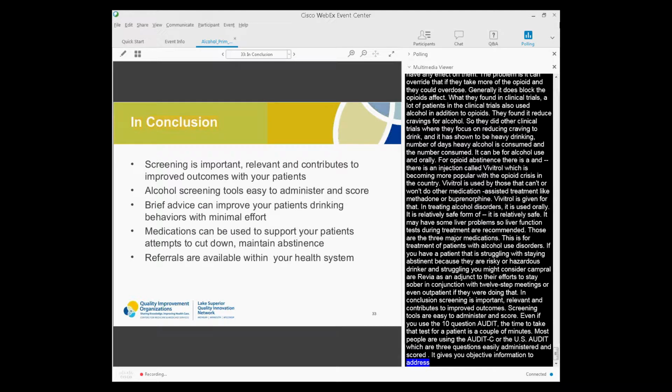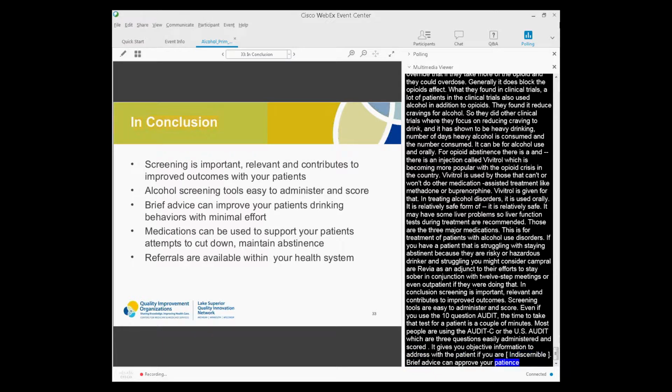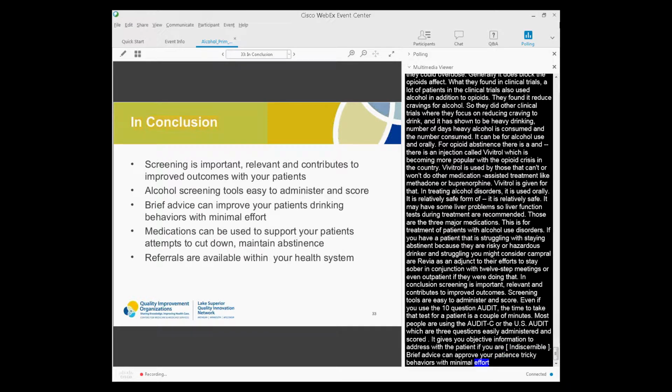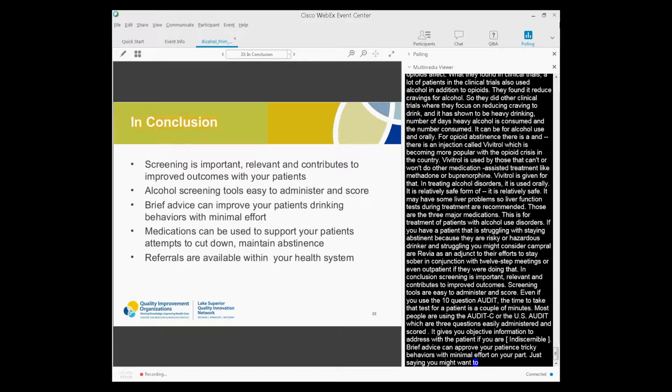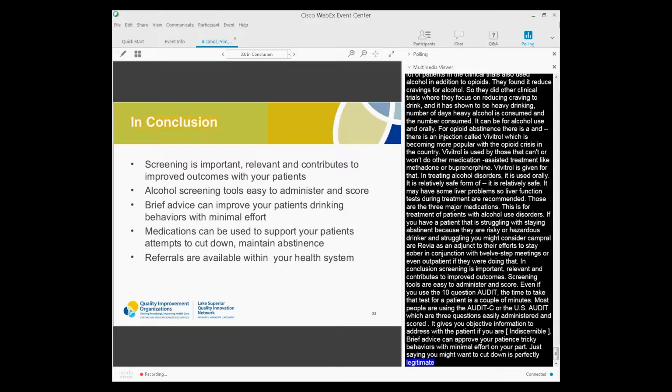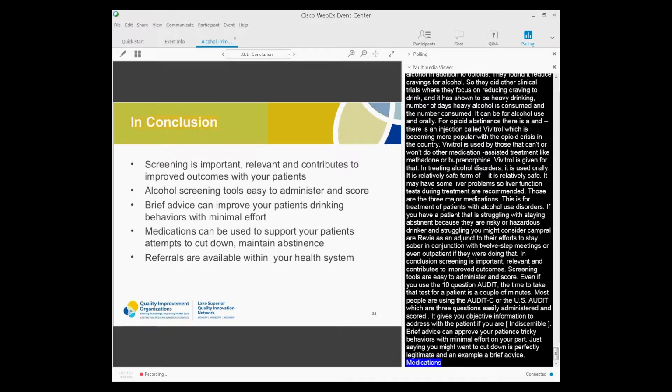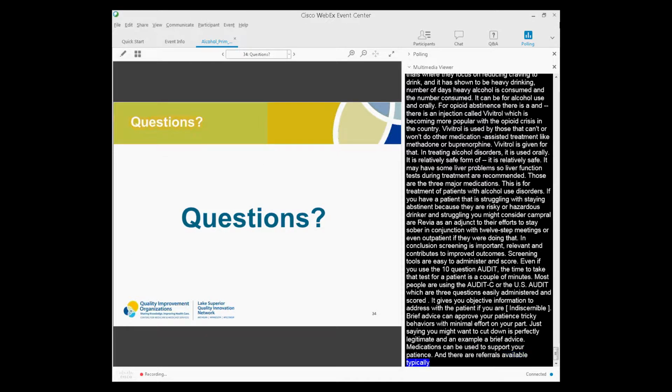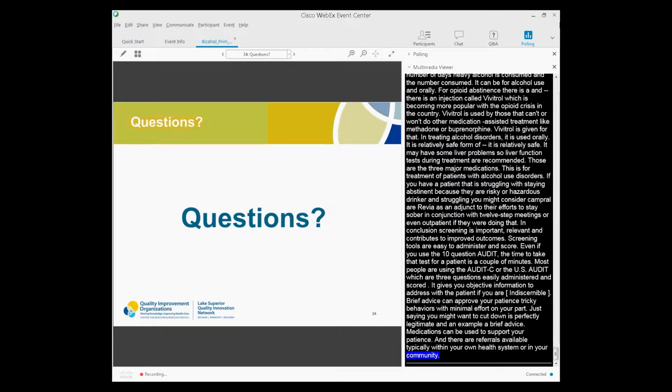So brief advice definitely can improve your patient's drinking behaviors with minimal effort on your part. Just a simple, hey, do you think you might want to cut down? That's perfectly legitimate and an example of brief advice. Medications can be used to support your patients, and there are referrals available typically within your own health system or in your community. So I would like to now open it up for questions if anybody has any.